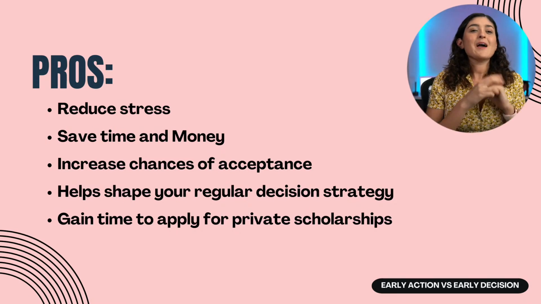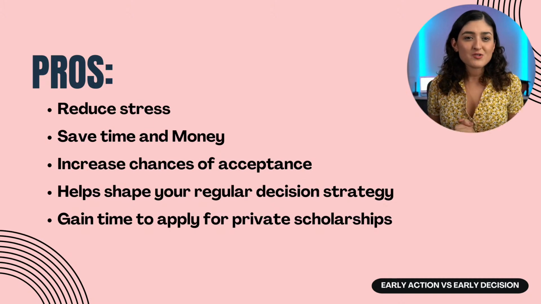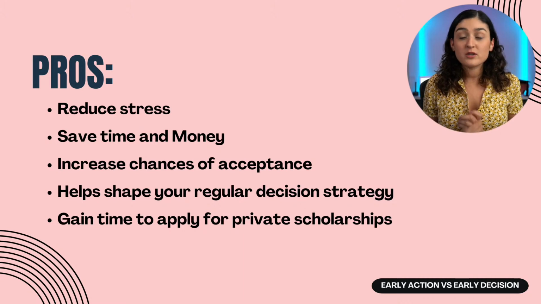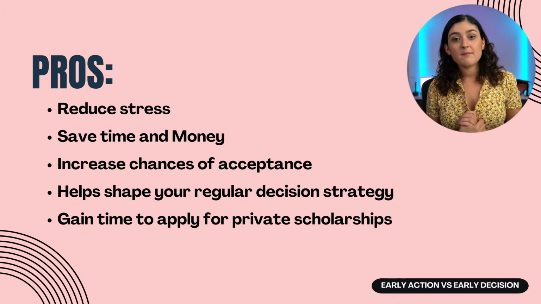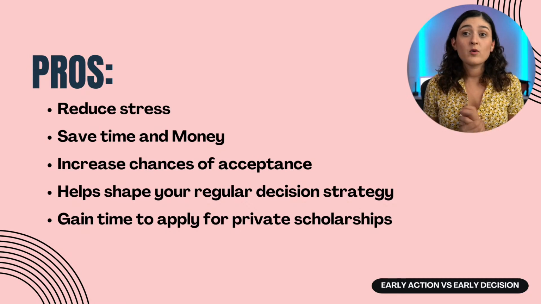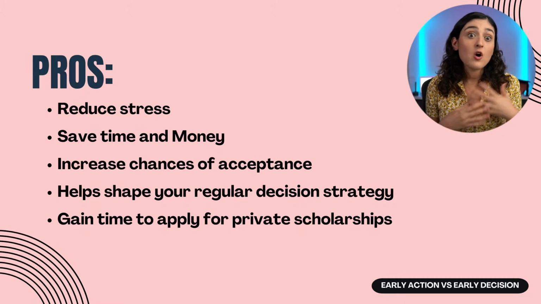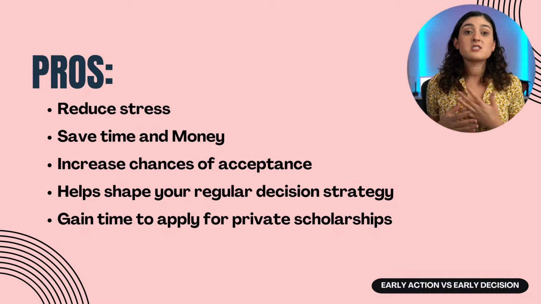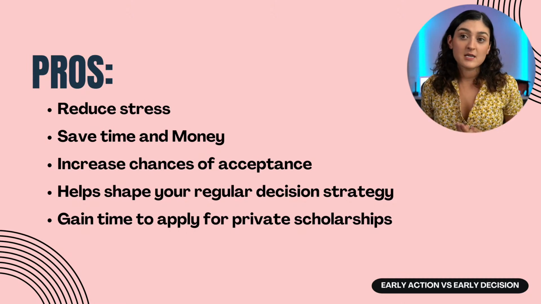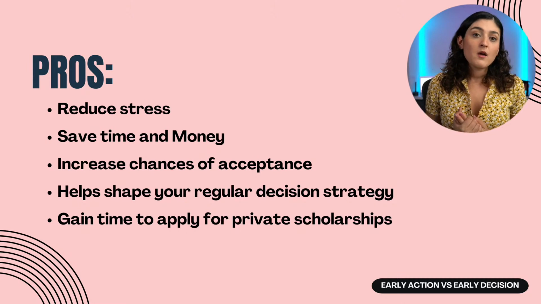Okay. Help shape your regular decision strategy. So if the student, like I said earlier, gets accepted, they don't have to focus as much on regular decision. Or if they get accepted into their top choice with a lot of financial aid and they know, oh, I'm definitely going to this school, maybe that strategy might change. Or if they didn't get accepted, then it's time to polish those regular decision applications so they do get accepted into those regular decision schools, right?